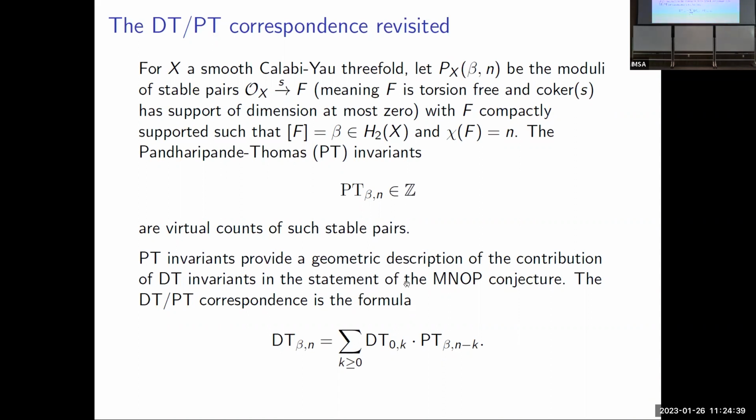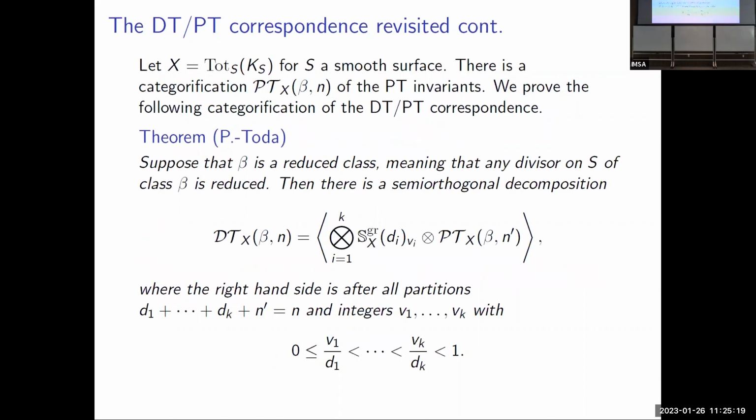They appear in the statement of the MNOP conjecture. So this was the conjecture relating Gromov-Witten, so this stable maps invariant, with sheaf invariants. Basically, what they say is that the DT invariants for support beta and Euler characteristic n are a sum where you have Pandharipande-Thomas invariants of support beta and n minus k times DT invariants of points on your Calabi-Yau threefold. Locally they should behave like points on C^3, which was the main topic of previous results.